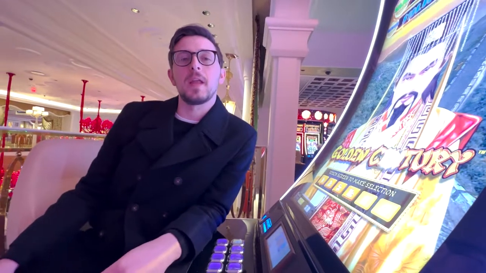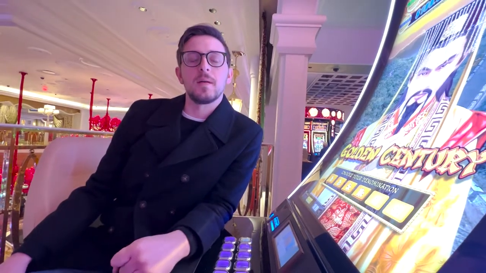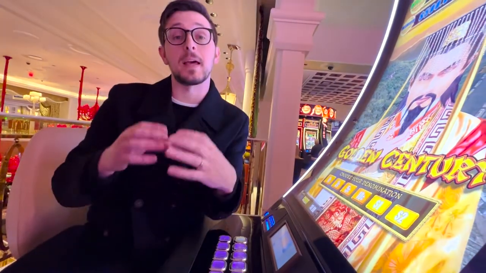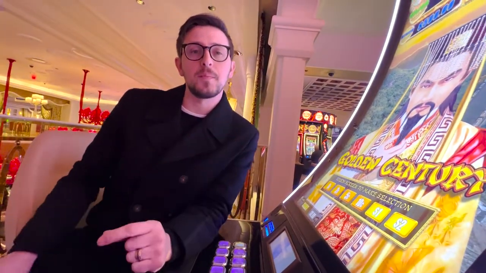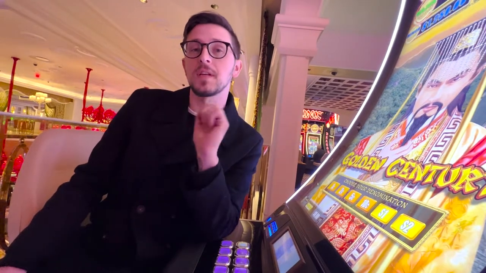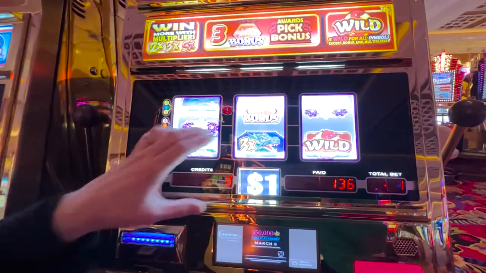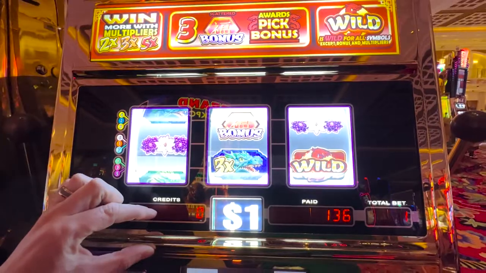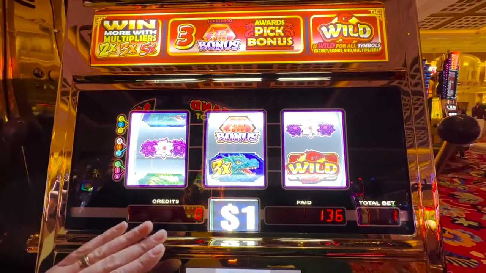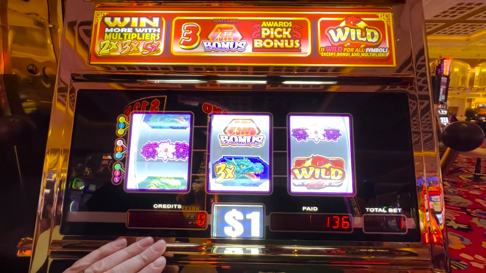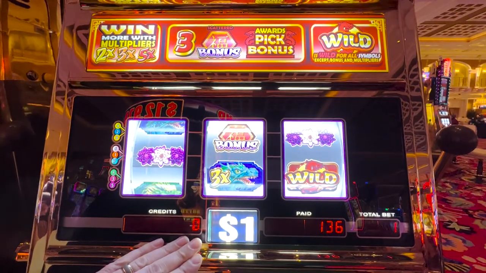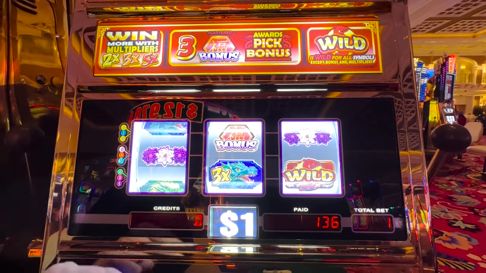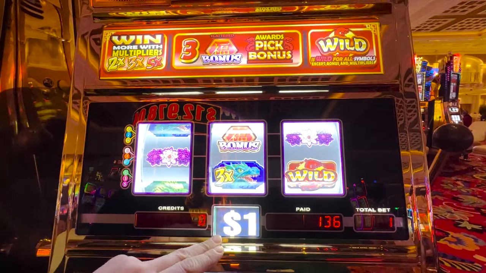What is denomination when it comes to slot machines? Simply put, denomination is the currency value of the game you're playing at that time. Here's an example real quick of a single denomination machine. It is only a $1 denomination. There's no option for penny, 5 cent, 10 cent. Your only option is $1. So whatever you bet, it's going to be in increments of $1.